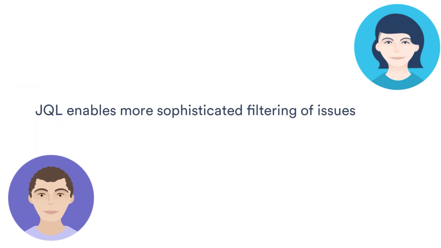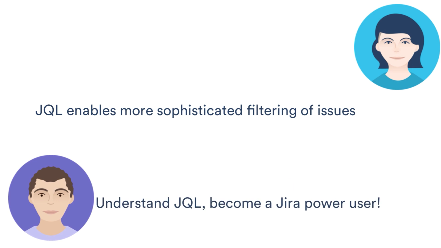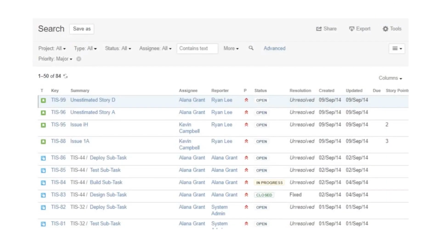JQL enables more sophisticated filtering of issues, giving you better insight and more control. What's more, if you understand JQL, you can become a true Jira power user. A great way to start learning JQL is by looking at the underlying code for the basic search you do. I'll just click the advanced link on the basic search bar.